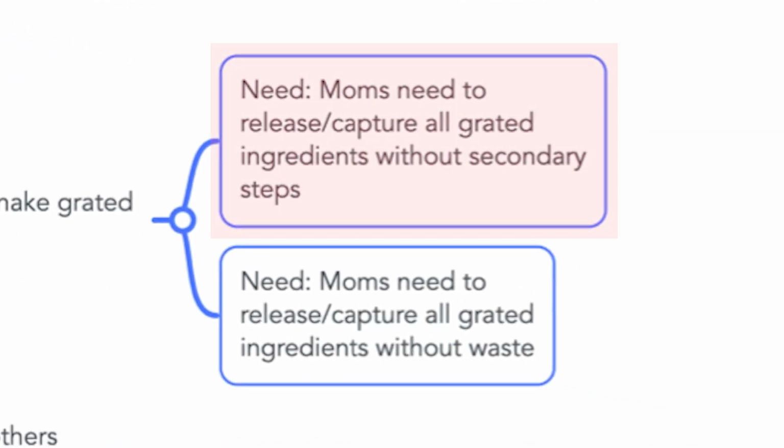So mums need to release and capture all the grated ingredients without secondary steps. Can't we design a grater that just doesn't jam up like that? And second to that, mums need to release and capture all the grated ingredients without waste. So let's not lose stuff inside. If you've ever tried to grate nutmeg on a grater, I'm sure that you'll lose at least half of it to what ends up in your bowl.